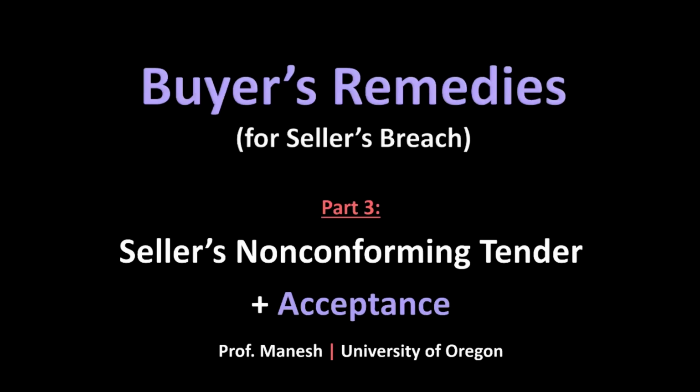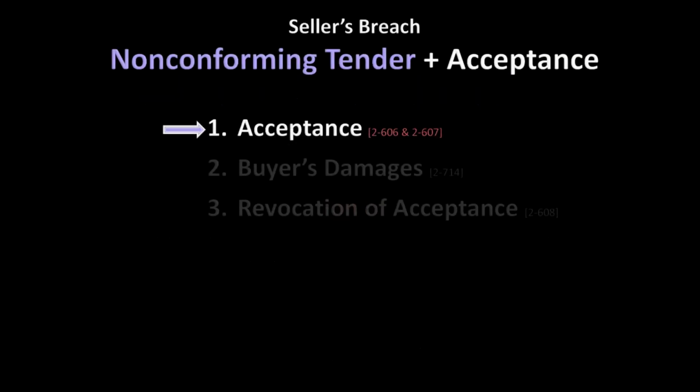In this video, we will begin our look at the buyer's remedies where the seller breaches by making a non-conforming tender of goods that the buyer chooses to accept, by focusing first on how the buyer may go about accepting the seller's tender of goods. So what constitutes an acceptance of the goods by the buyer?